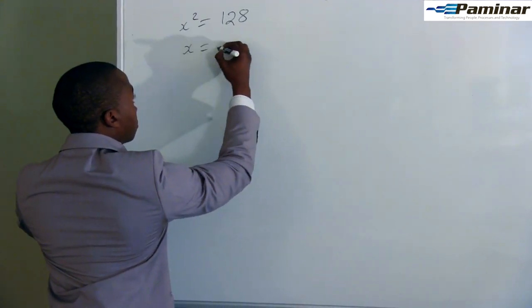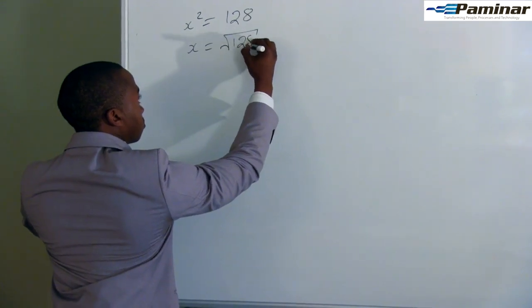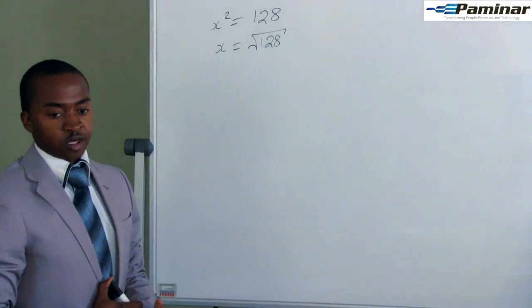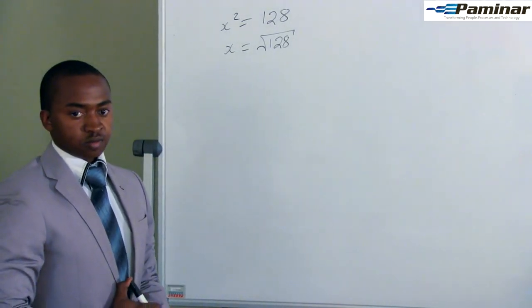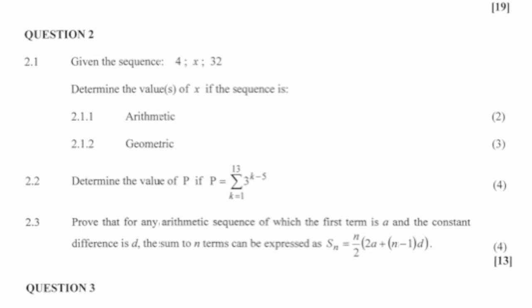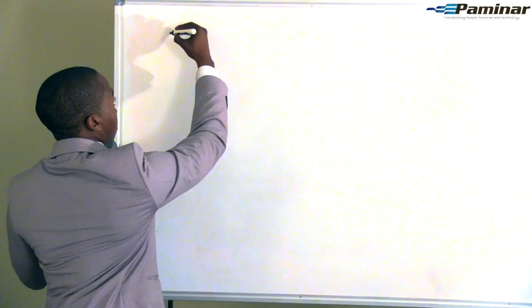Therefore, x will equal the root of 128. And that should be the solution for x if that equation is geometric. Okay. Moving on to question 2.2. It says determine the value of p if p is equal to the summation of k starting from 1 up to 13 for the equation 3 to the power k minus 5. Okay.